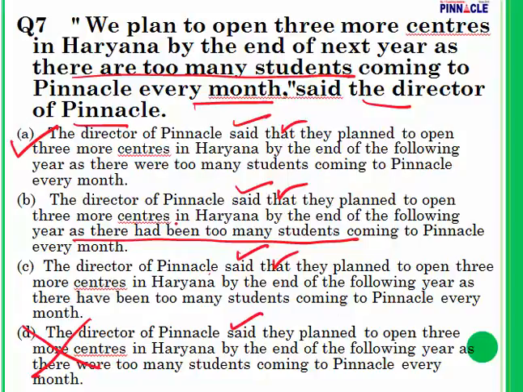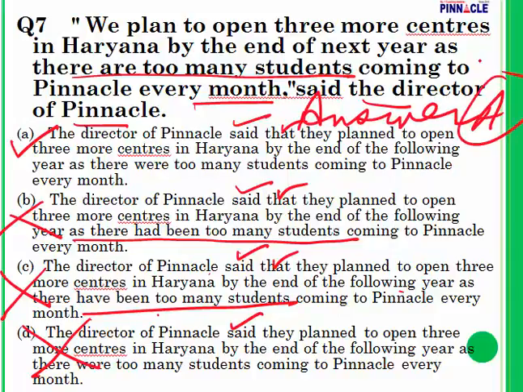But here it has been changed to past perfect continuous. So incorrect change of tense. Option B gets eliminated. C. The director of Pinnacle said that they plan to open 3 more centers in Haryana by the end of the year, as there have been. Here also tense has been changed incorrectly. So this also gets eliminated. What am I left with? I am left with A. So my answer is A.